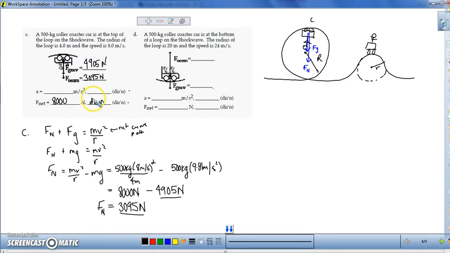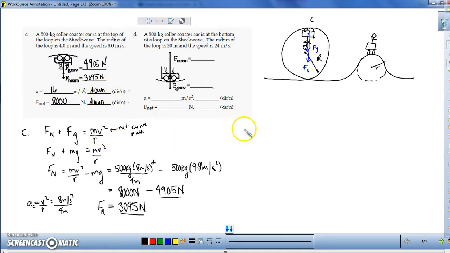The last part is this one. Let's figure out our acceleration. So we can do this a couple different ways. I think the easiest is just to do v squared over r. 8 meters per second squared over the radius. Why can we use this? This is the centripetal acceleration, which also represents our net force. 8 squared is 64 divided by 4. Our answer is 16. And as always, the net force is in the same direction as the acceleration, and therefore it is down as well.